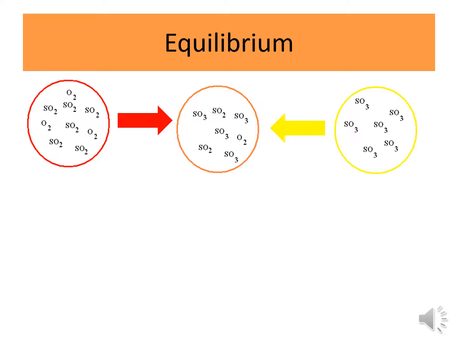You could actually reach that equilibrium state coming in from the right. You could start with all SO3s. And some of those SO3s would react to make SO2s and O2s, and you would reach the middle circle equilibrium case from the right. So you can come to equilibrium from the reactant side or from the product side. But once you reach equilibrium, you'll have a certain amount of reactant and product that will be the equilibrium amount.